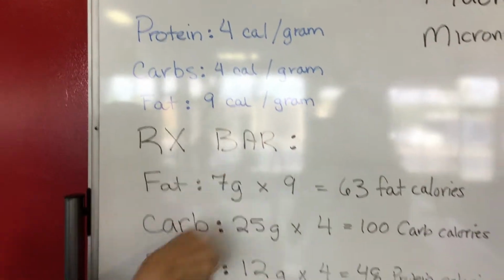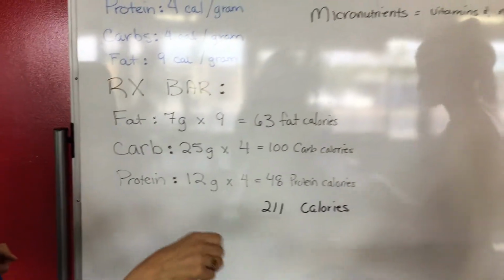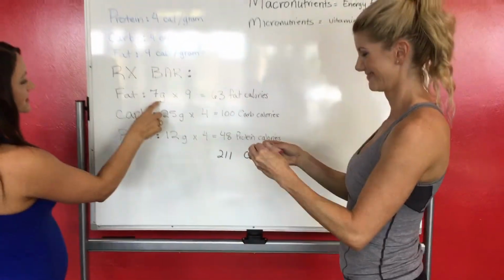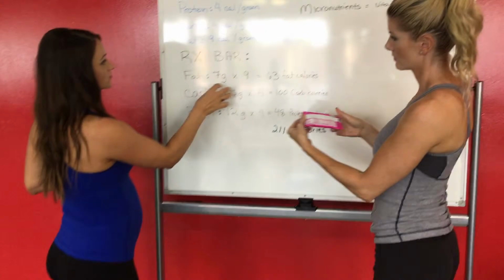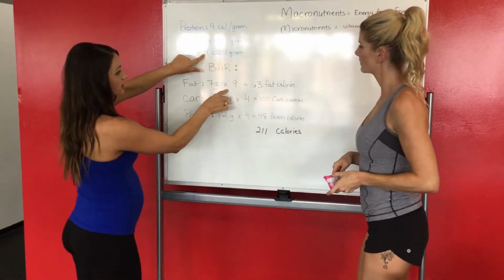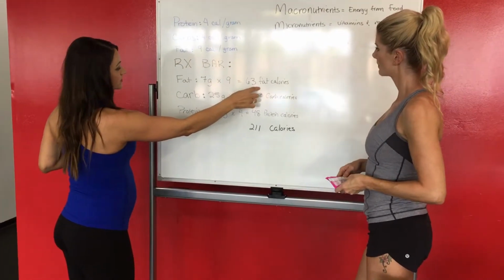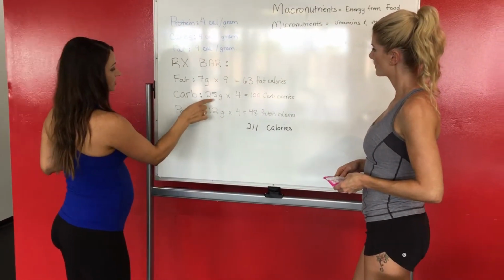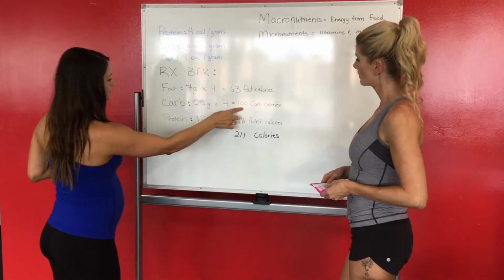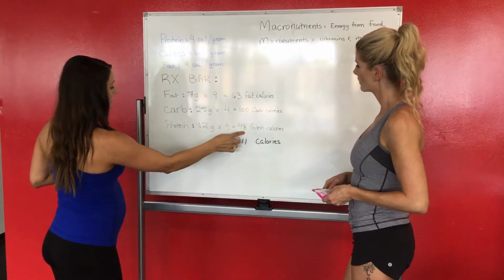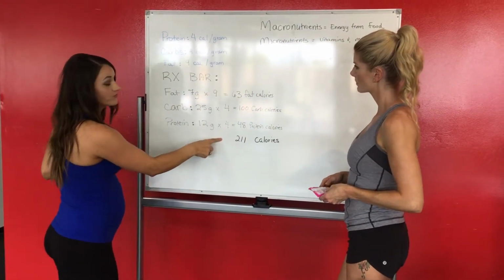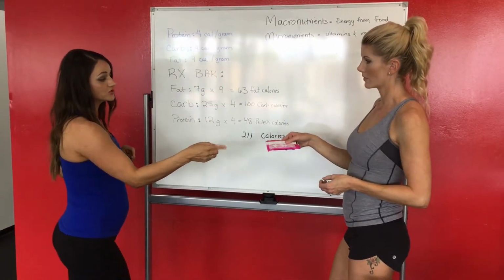And then here's an example of an RX bar. These are delicious, by the way. We have 7 grams of fat, and so what you do is you take the 7 and times it by 9, and there you have 63 calories from the fat, and then the same thing with the carbs and the protein. So for this specific bar, we have 100 calories for the carbs, and then 48 for the protein, and that equals 211, but they round it down, and the label will say 210.